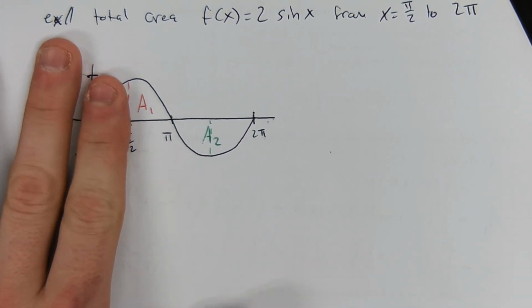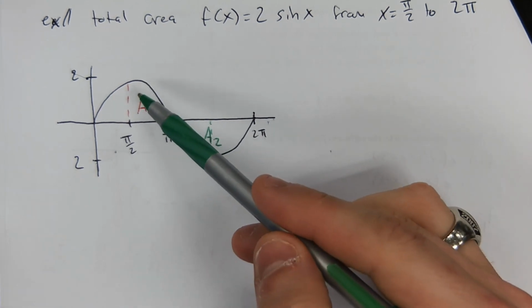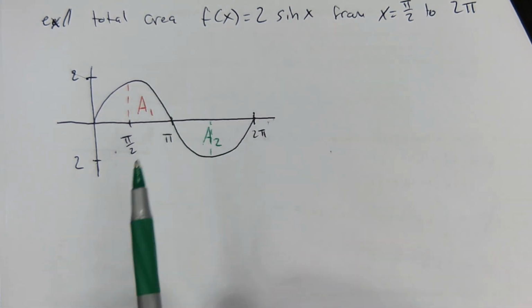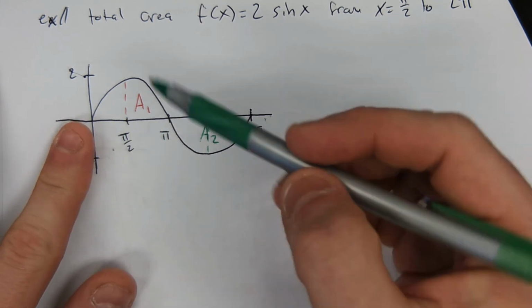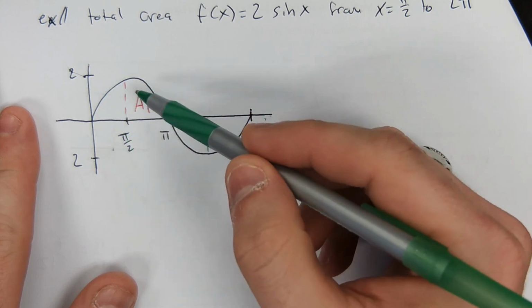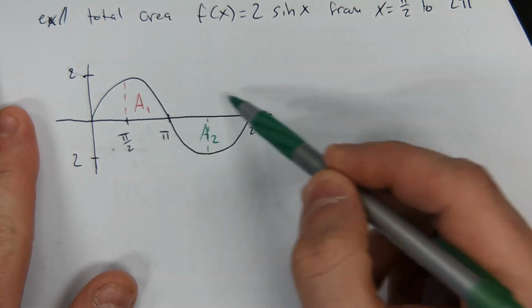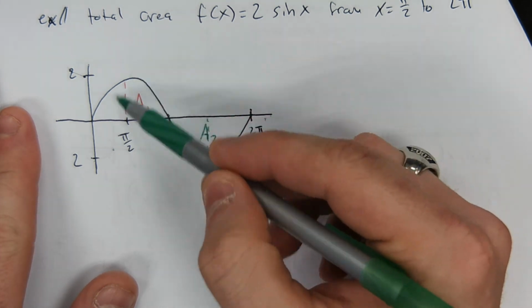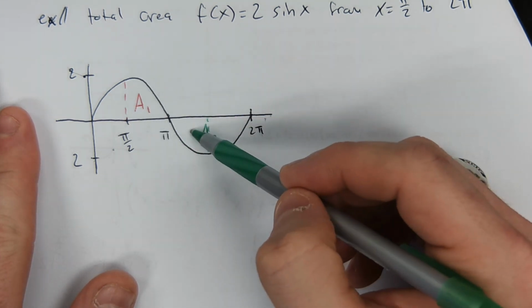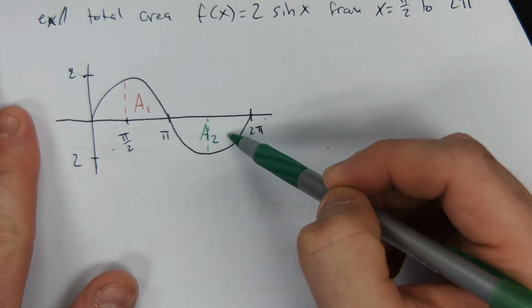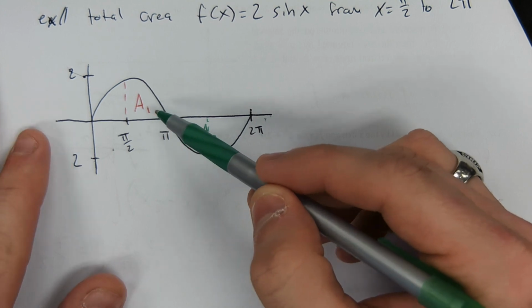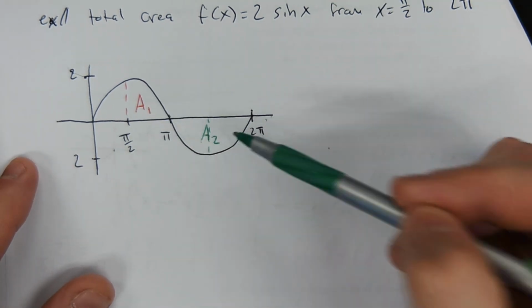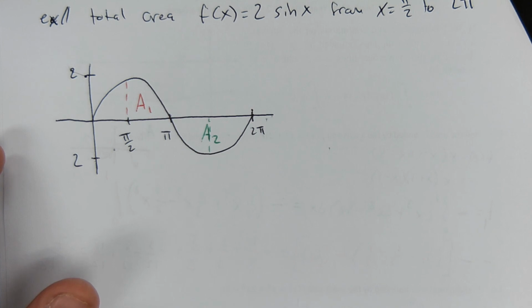So picture not on the scale. I did a bad job of chopping this hump in half. From 0 to pi, pi over 2 cuts it in half. So area 1 is exactly half of this hump. This hump is equivalent to this hump. So area 1 is this, and it's also this. So I could just find area 1 and triple it, and it would give me this, this, and this. Cool?